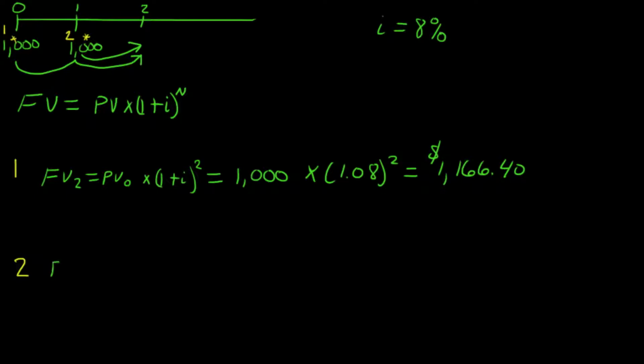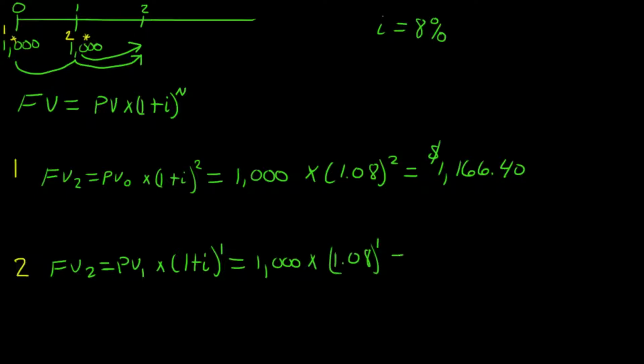As for the second cash flow, we know that the future value in year 2 is equal to its present value in year 1 times 1 plus the interest rate to the first. Why? Because we're only compounding forward 1 year in time. So that's the same thing as $1,000 times 1.08, or 1 plus the interest rate of 8%, to the first. And if you run that calculation, you come out with a value of $1,080. So we got $1,080 from our second cash flow, and $1,166.40 from our first cash flow.